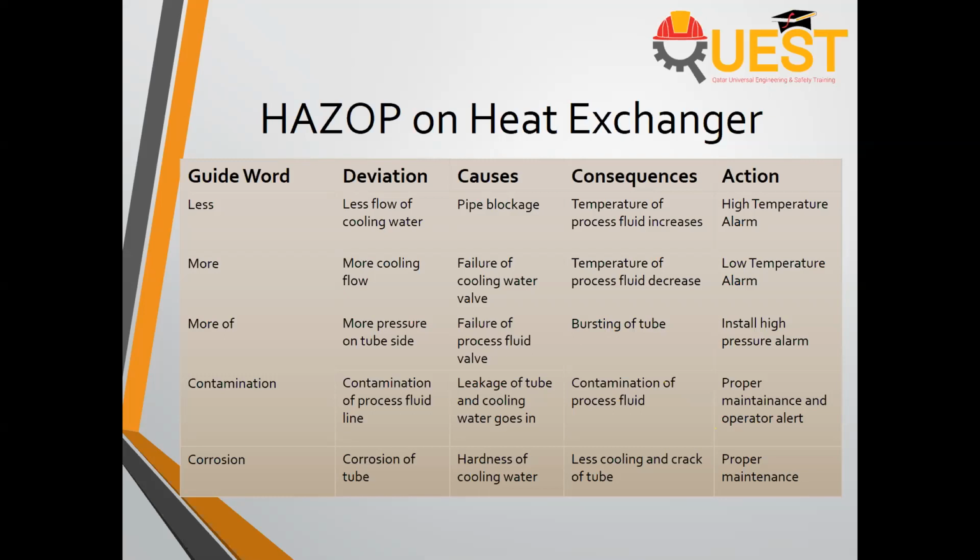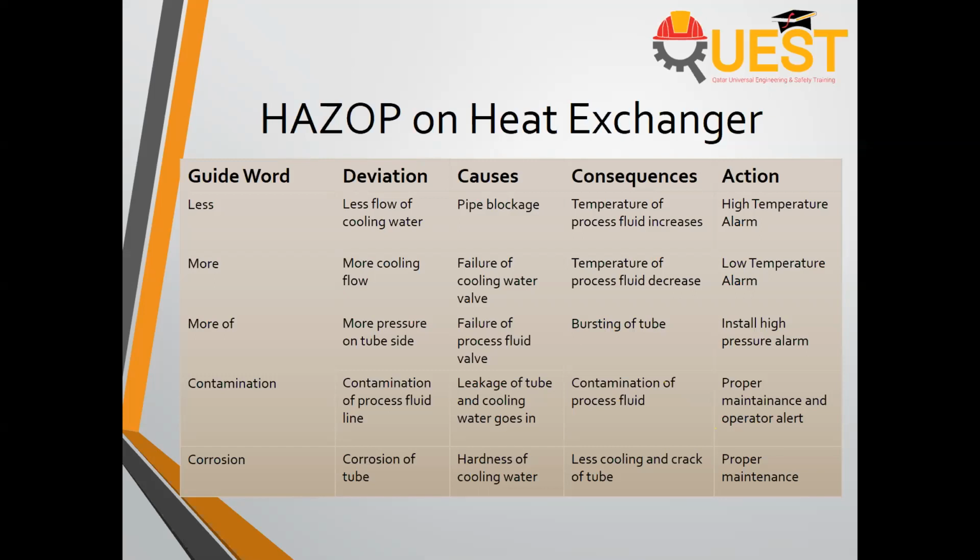And what are the consequences of more cooling flow? That the temperature of the process fluid will decrease because more cooling flow enters. The causes would be that maybe the valve is malfunctioning, maybe there is a blockage, or maybe more flow is coming into the picture because of the valve malfunctioning. The next guide word is more of. More pressure on the tube side may be the deviation.